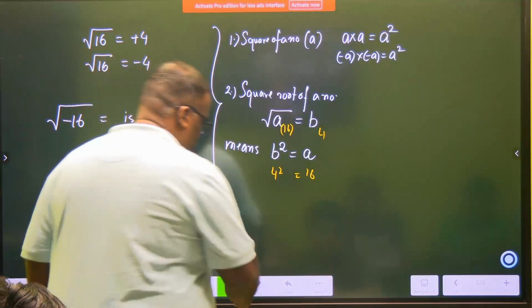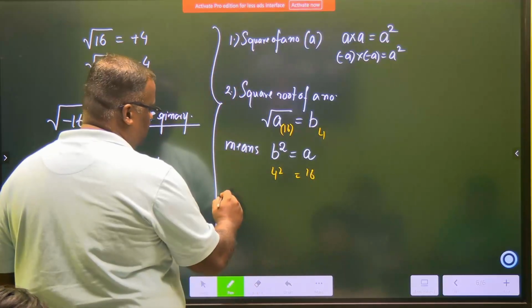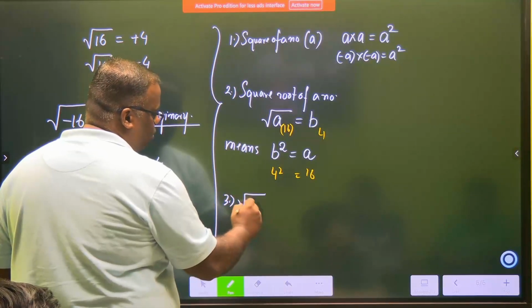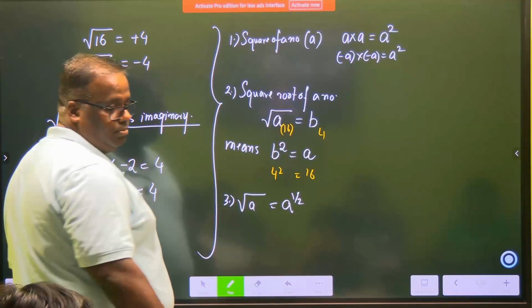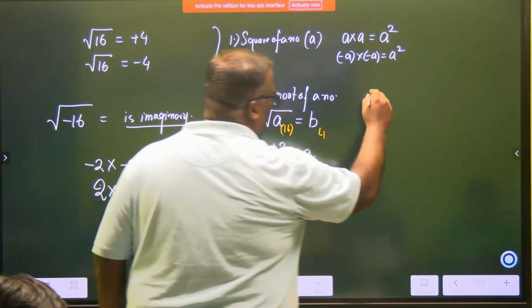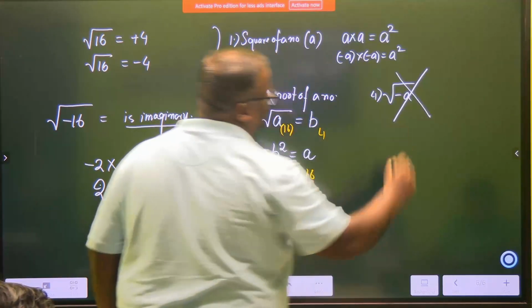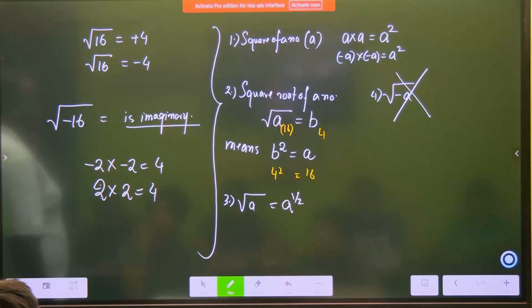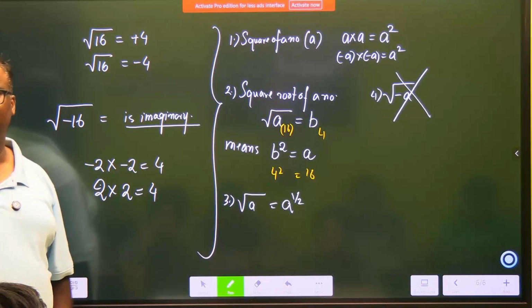Further, we also understood one more thing, that the square root of a number A can also be represented as A to the power half. And fourth point, we understood that square root of negative A is not possible. Okay? Any doubt at this stage for anyone?